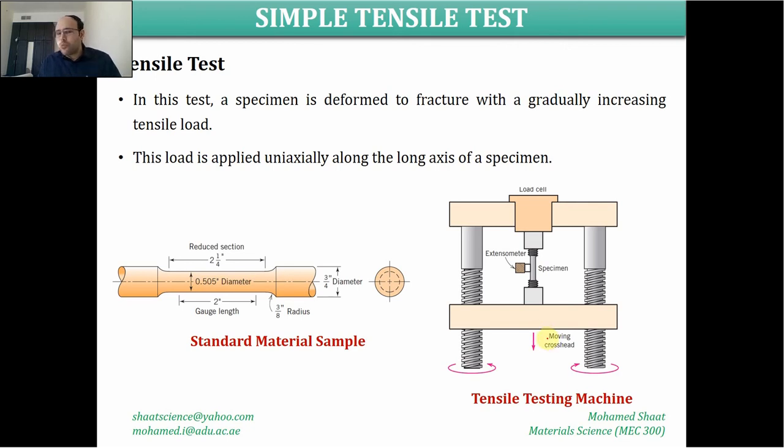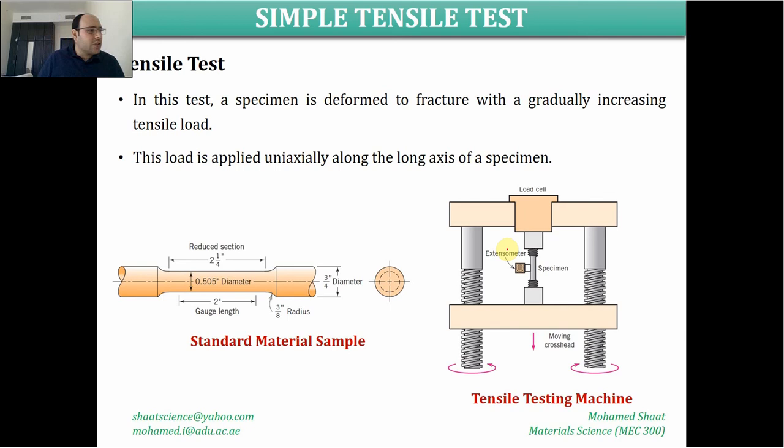But it works in the same way: we are fixing one head and moving the other one. The movement of the other one is generated by this power screw, and the material is specially designed. This is a sample, not one that represents the entire material type. For example, if you would like to test steel, you simply prepare a material sample with this shape, and then you are going to test it.